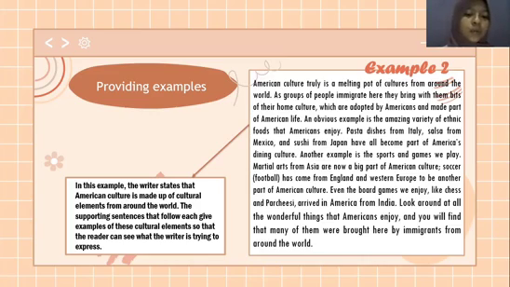In this example, the writer states that American culture is made up of cultural elements from around the world. The supporting sentences that follow give examples of these cultural elements so that the reader can see what the writer is trying to express. Next.